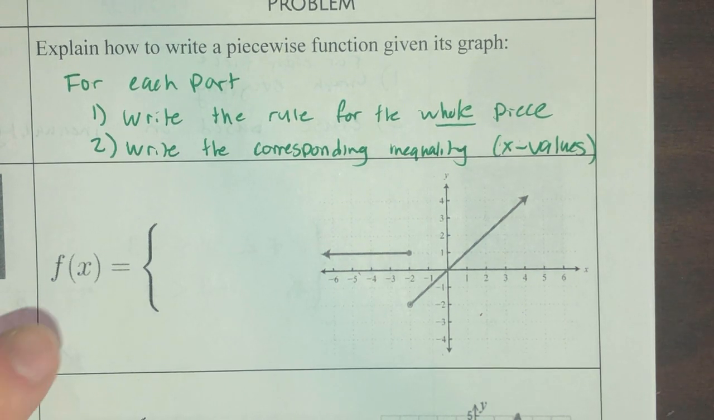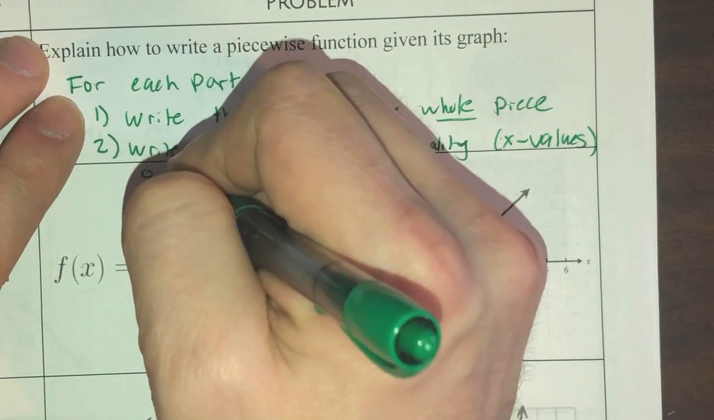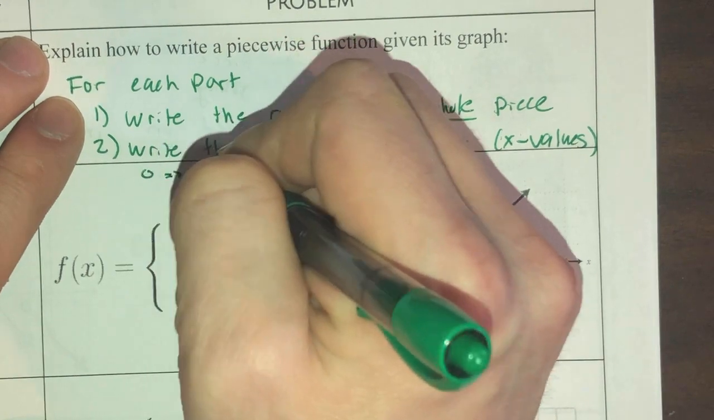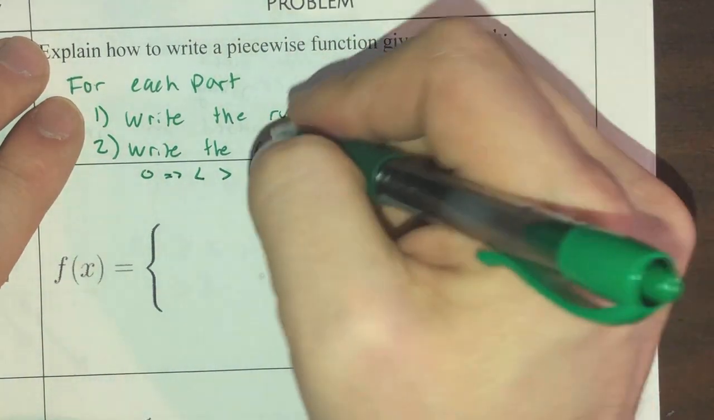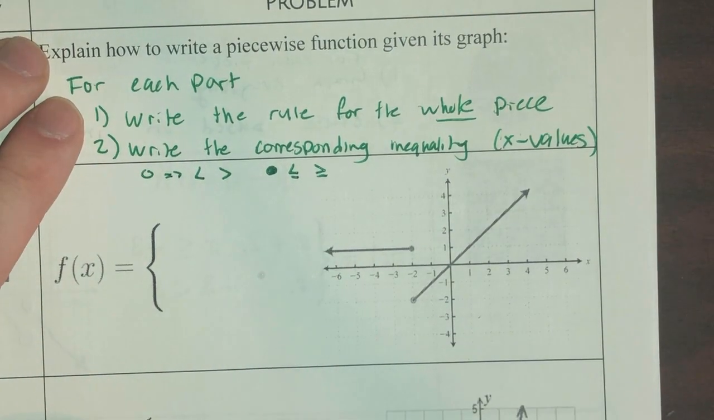All right. Again, remember, open dot, one of these. If you see an open dot, closed dot, means one of these. Don't forget about that.